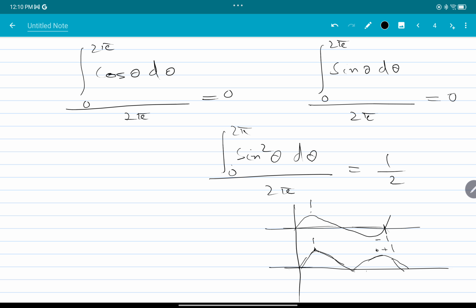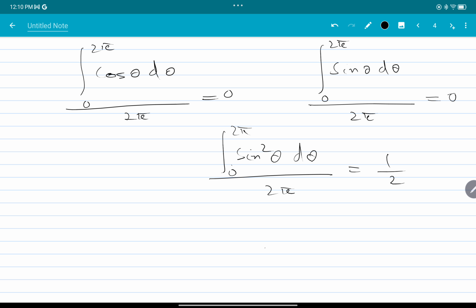So if this is sine square theta, you can see its peak value is 1, its minimum value is 0. When you take the average, 0 plus 1 divided by 2, you get 1 by 2. You can actually integrate it and get the same value, as I told you. So with this we will be using these. That's why I am showing this to you, because we will be using them.